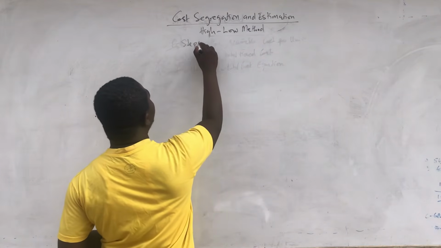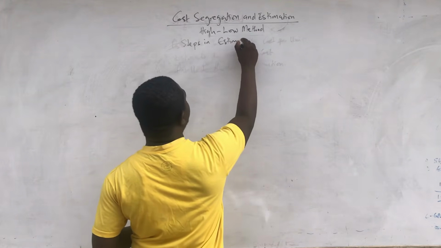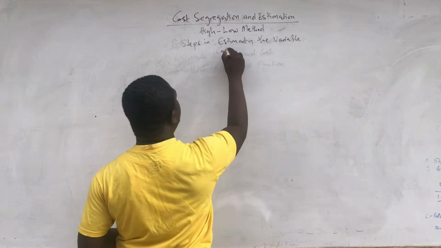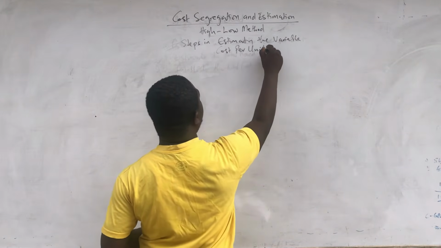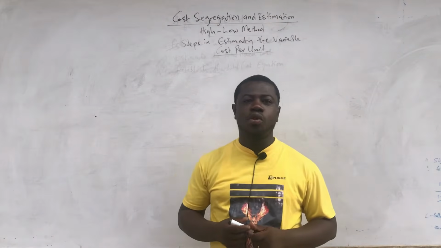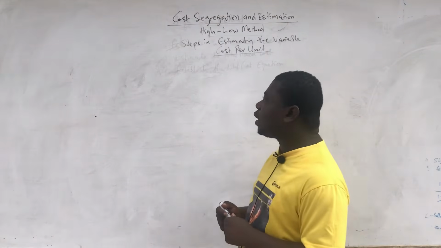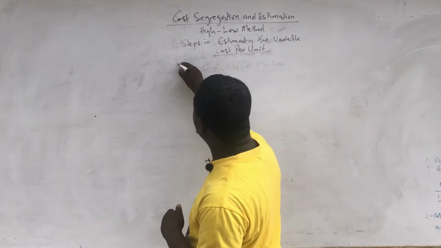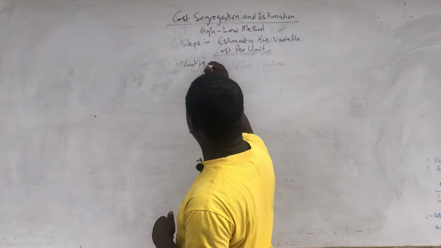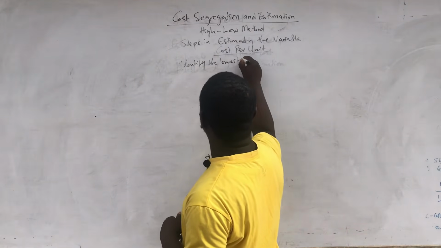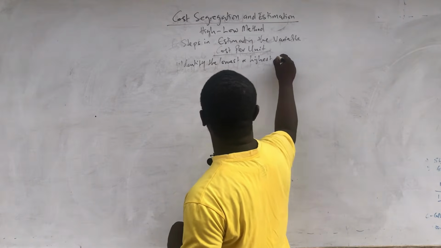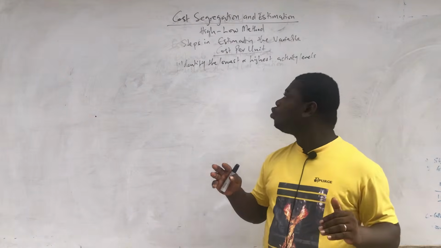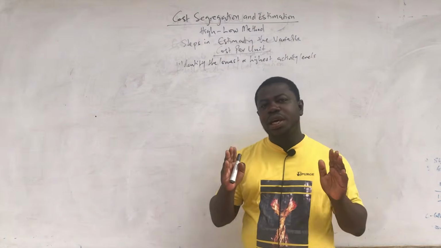The steps in estimating the variable cost per unit. The first step that we have to take is to identify the lowest and the highest activity levels. You have to be able to estimate the lowest and the highest activity levels because they may give you a list of activities.